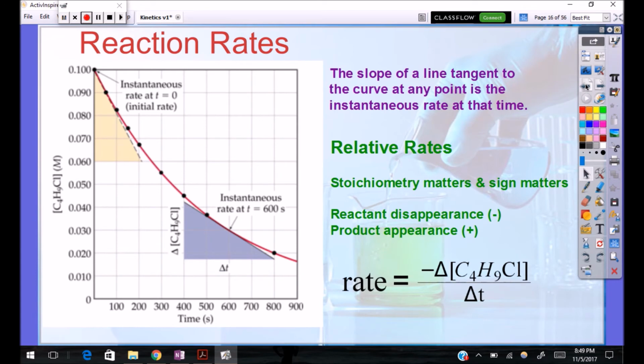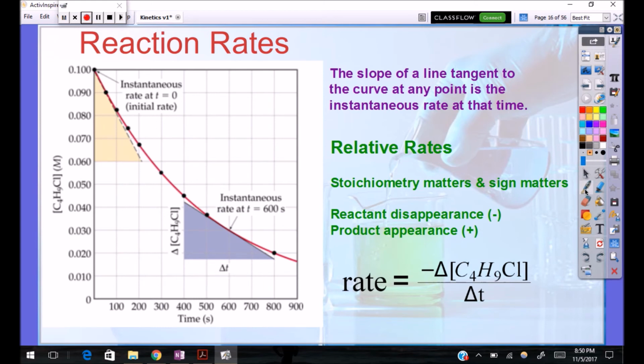So all of this is important because in lab we're going to start looking at reaction rates. The nice thing is when we have a graph, we're typically looking at the disappearance of our reactant. We can also talk about rates in terms of the appearance of product, but typically we look at the disappearance of reactant. So with a graph, we typically have time on the x-axis and concentration in molarity on the y-axis. The nice thing is that when we graph this, the slope of a line that is tangent to the curve at any point is the instantaneous rate at that time.